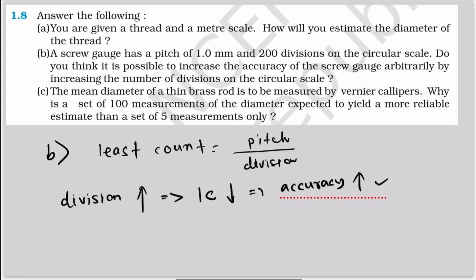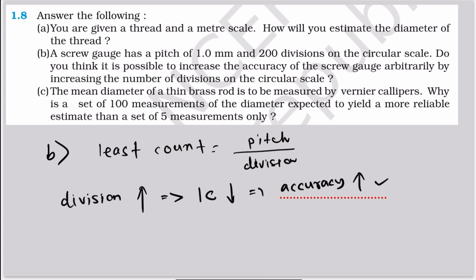You see, suppose you have made this number of divisions 1 lakh, arbitrarily, then what will happen? Then you just tell me one thing, corresponding to the rotational motion of the screw gauge, there is one corresponding linear movement, isn't it? So in that case, if you make the number of divisions 1 lakh, the increment in linear movement will be very, very small, isn't it?